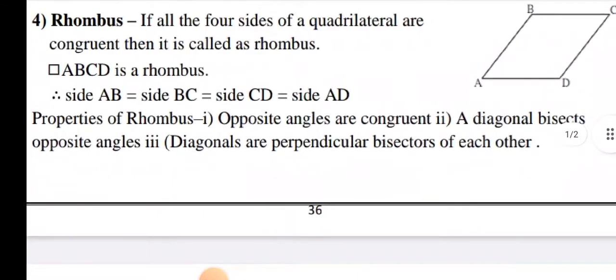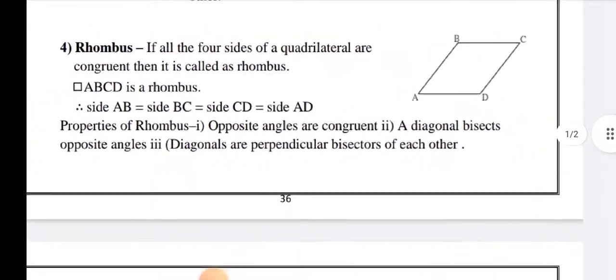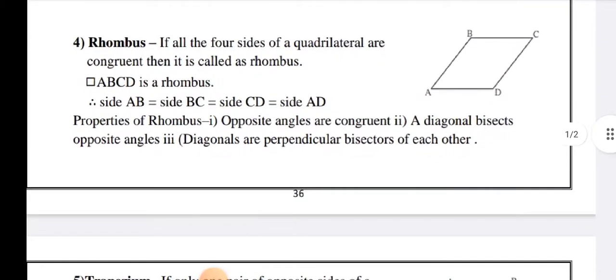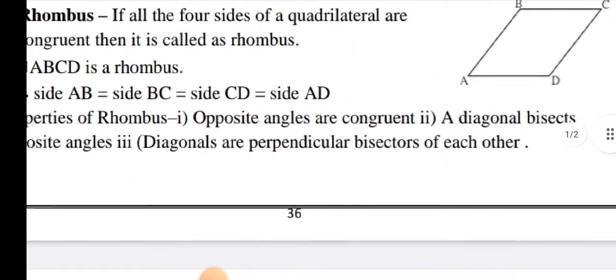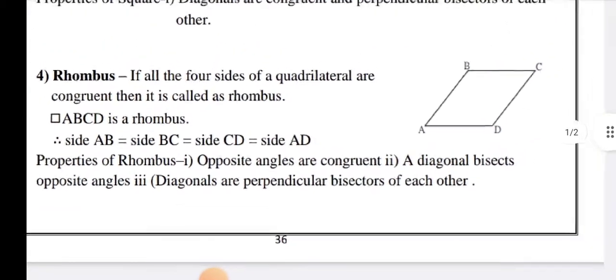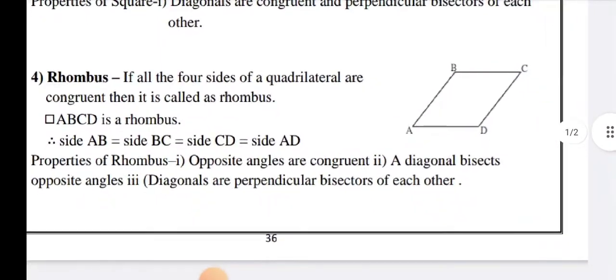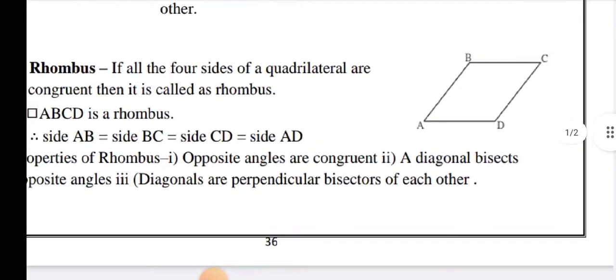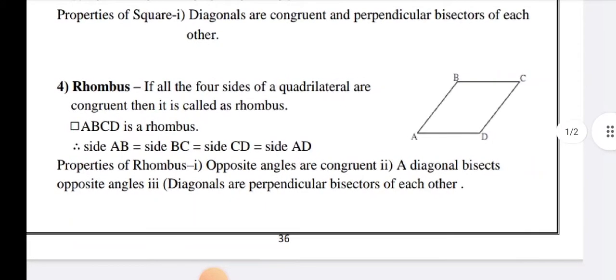Now, properties of rhombus. First property is opposite angles are congruent. Diagonals bisect each other. Diagonals bisect opposite angles also, and diagonals are perpendicular bisectors of each other. Listen again: opposite angles are congruent, diagonals bisect opposite angles, and diagonals are perpendicular bisectors of each other.